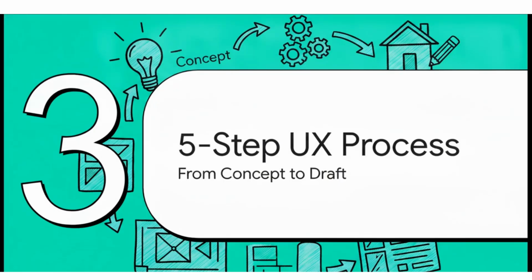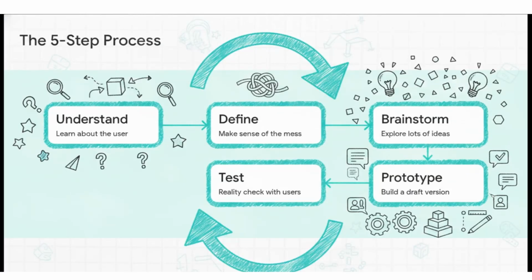Okay, Section 3. The 5-step UX process, from concept to draft. Now that we've laid our foundation, let's explore the actual framework teams use to build this house. And a quick heads up, this isn't just a straight line, it's honestly more of an infinite loop. It kicks off with understand, really learning about the user and challenging our own assumptions. Then we define the core problem to sort of make sense of the mess. Next up is brainstorming to explore a massive quantity of ideas. From there, we prototype to build a functional draft, and finally, we test it as a reality check. And funnily enough, that test usually sends us right back to square one to refine things even more.